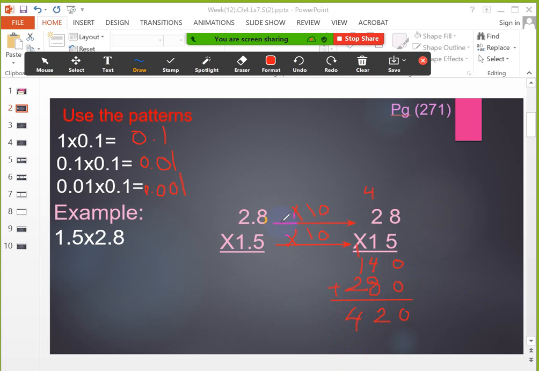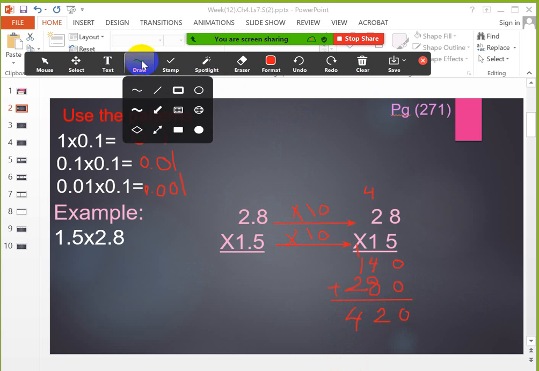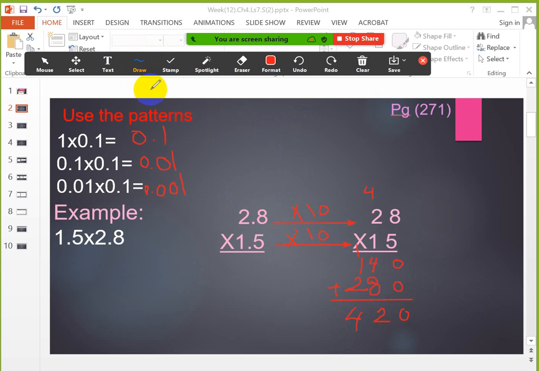Now, is this the final answer for this multiplication? No. You have to use the pattern to come back to the same number. So what I have to use here, from 28 to 2.8 tenth. Which pattern will I use here? So I have to return and multiply the numbers with what? With 0.1. Very good.